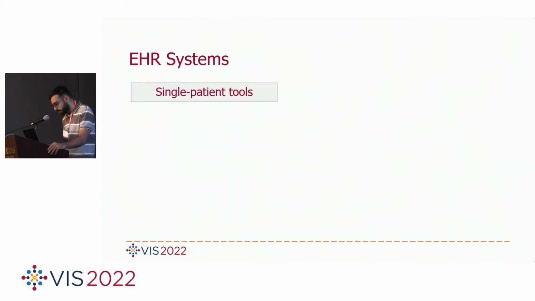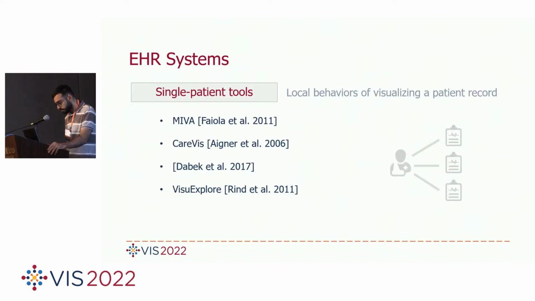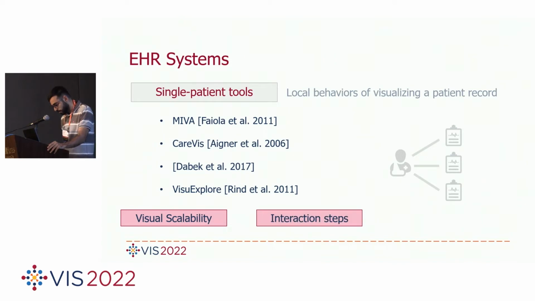On the other hand, single-patient tools focus on local behaviors of visualizing a patient record, such as comparing test results and understanding their variation over time. Popular tools include MIVA, Carvis, and Visual Explorer. However, most single-patient tools lack visual scalability, with visualizations that require a lot of screen space to be displayed. Also, some of them lack interactive steps, such as grouping and filtering techniques. Lastly, some of them also lack evaluation with domain specialists, especially to understand the usability and usefulness.